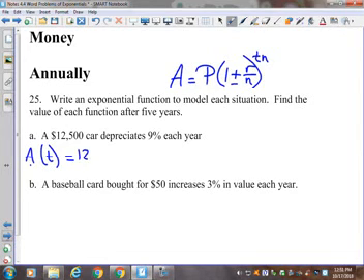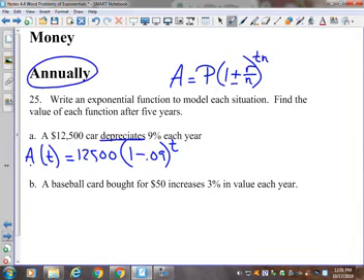We got $12,500 is the price of the car. Since it's depreciating, that's 1 minus what? 0.09 to the T power. Why is there no N in here? Because what does annual mean again? 1. So we can just leave the N's out and do it with 1. Then it asks us to do 5 years. So you just simply plug in the 5 and get the answer.